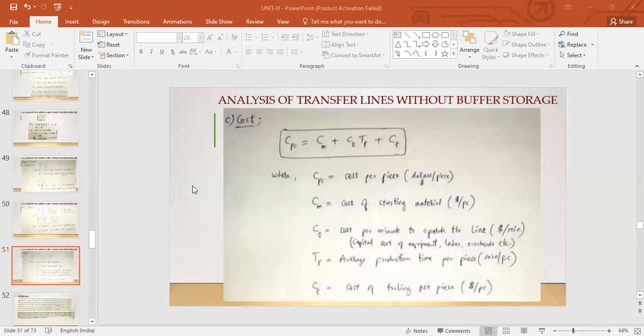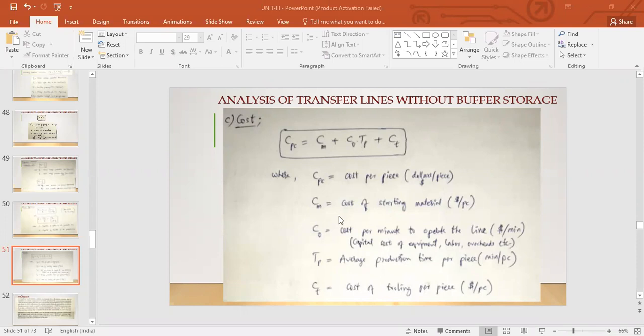And another performance measure is your cost, right? Another useful feature to measure the performance is cost. So CPC is basically cost per piece, that is dollars per piece or rupees per piece, etc. How do you get this? It's a combination of all these factors. What is CM? CM is the cost of starting material, the raw material basically. How much is the raw material per piece? So that's your CM.